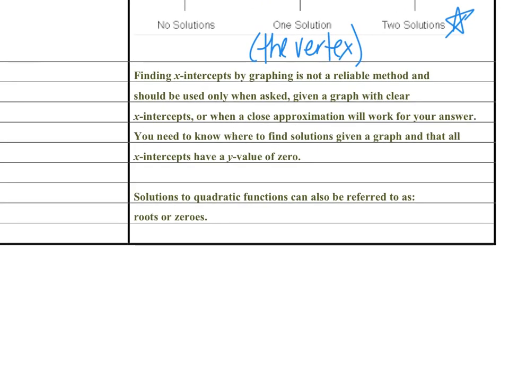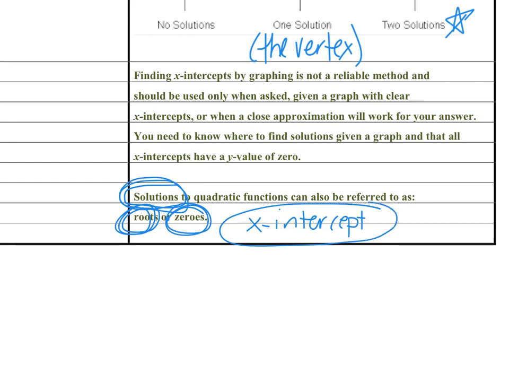The last sentence it mentions is that solutions to quadratic functions are also known as roots or zeros. So I want you to circle for me the word solution, the word root, the word 0, and let's even add the word x-intercept, because all four of these words, when we are talking about a quadratic function, are the same thing. Our calculator calls them zeros. We most often have called them x-intercepts. We're adding that they are called solutions and roots.